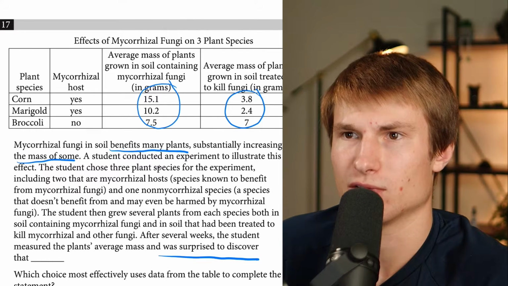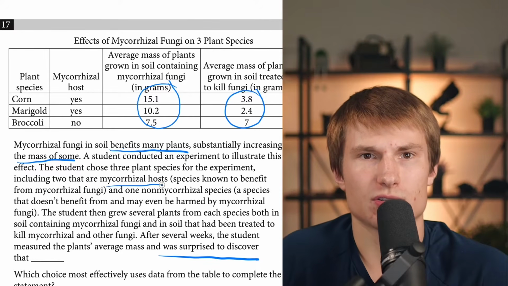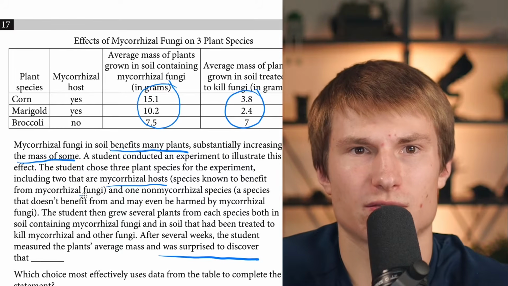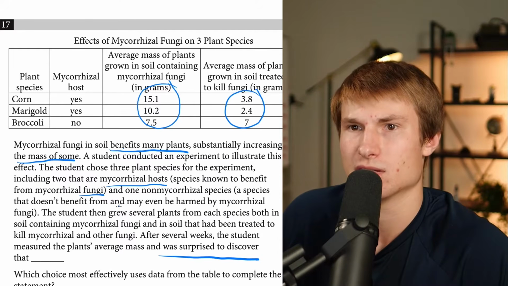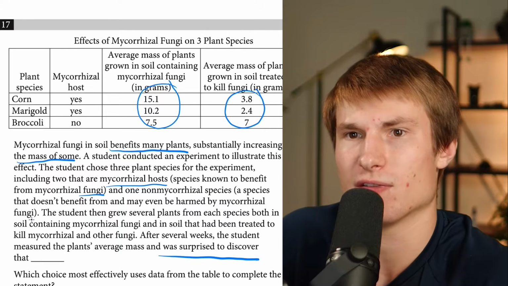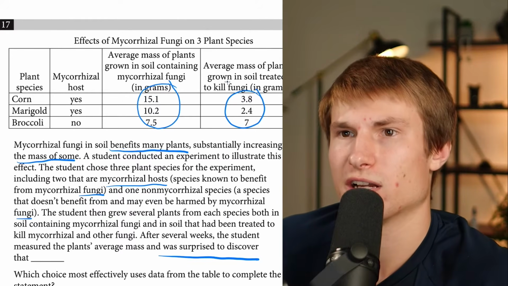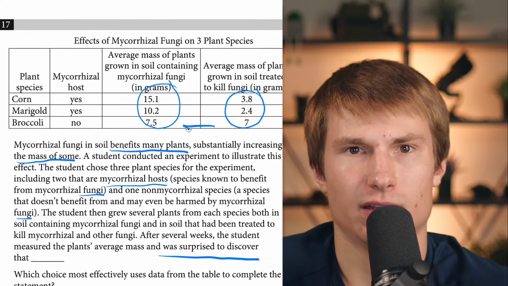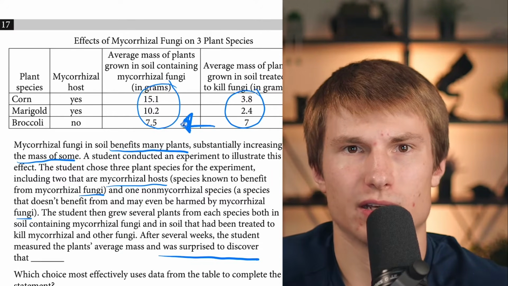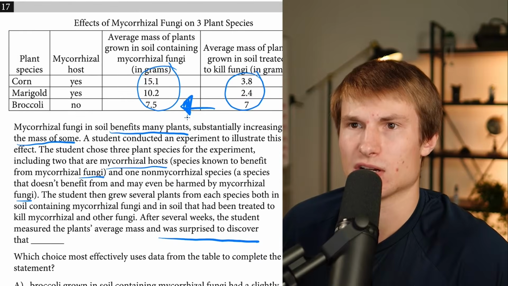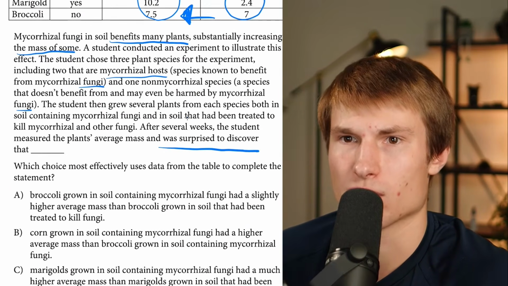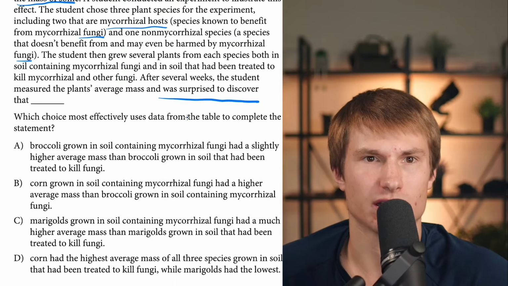If we go down, we've got right here, the student chose 3 plants for the experiment, including 2 that are mycorrhizal host species known to benefit from the fungi, and 1 a species that doesn't benefit from and may even be harmed by the fungi. So what we actually see is that the one that should be harmed by the fungi actually has an increase in mass. That's what is unexpected here. So if we go down, this will be broccoli, so not corn or marigold. I'm going to start by looking at the broccoli, which is answer choice A.